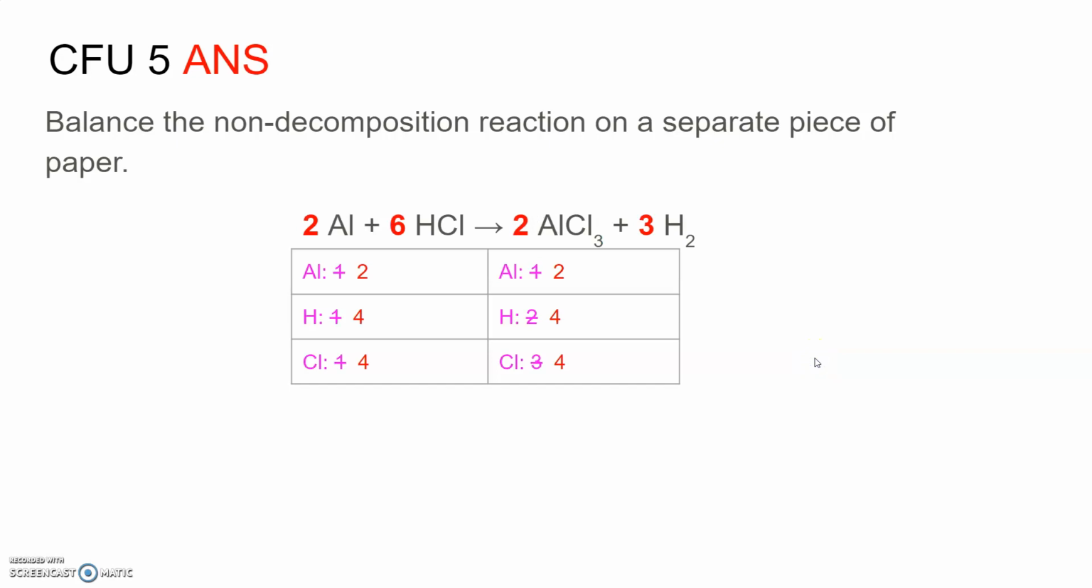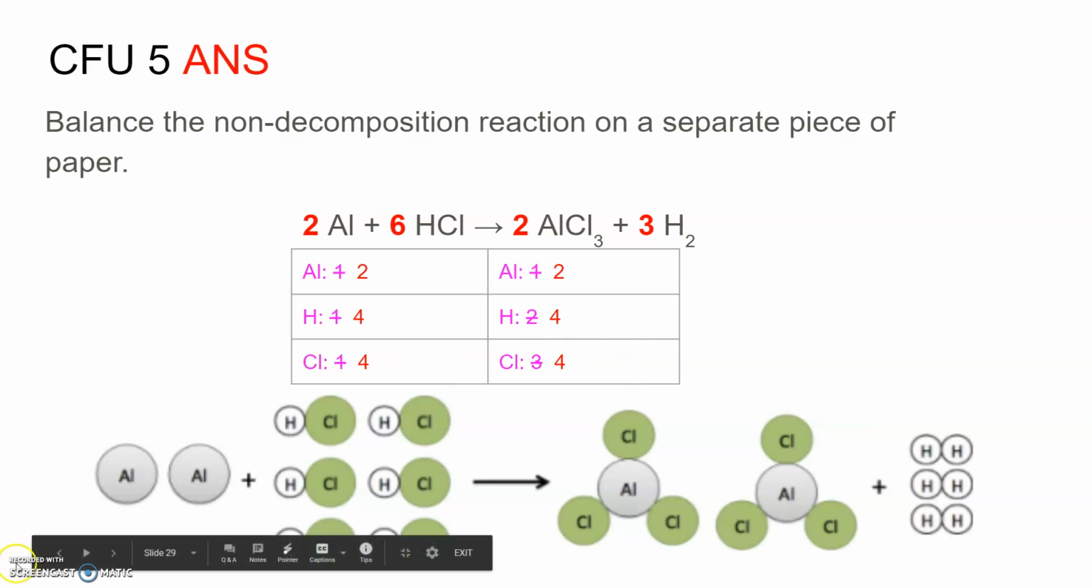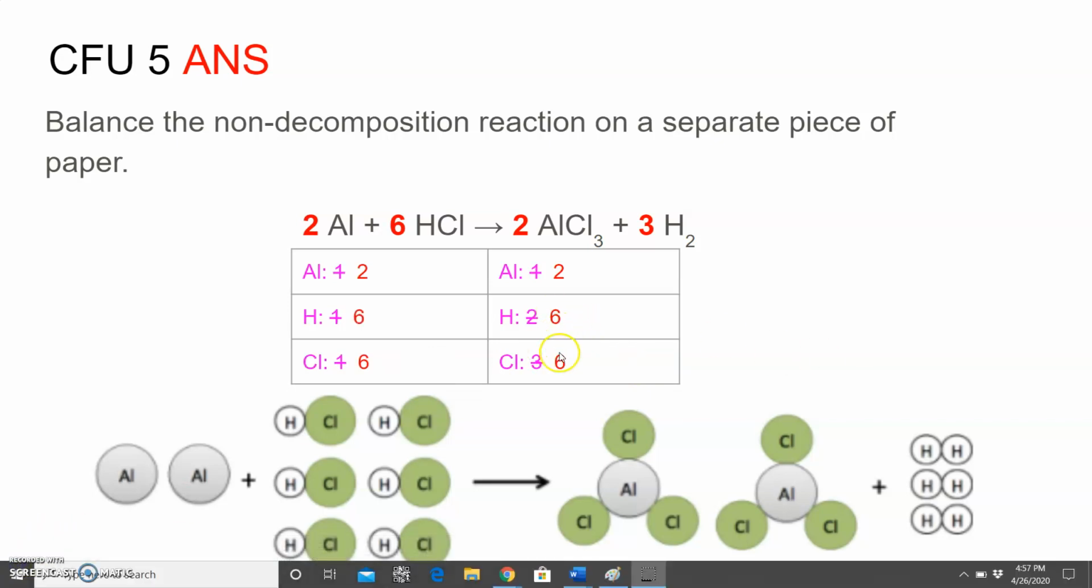Great, so here is the answer. You should have a coefficient of 2 in front of aluminum, 6 in front of HCl, 2 in front of AlCl3, and 3 in front of H2. Just to sort of help you see that this is balanced because we have the same number of atoms on both sides, you can either look at the count that I have here or the particle diagram. So on both sides, you have 2 aluminums. You have 6 hydrogens, not 4, and you have a total of 6 chlorines as well. All right, I went ahead and made those corrections there. So there's 6 hydrogens and 6 chlorines on both sides.